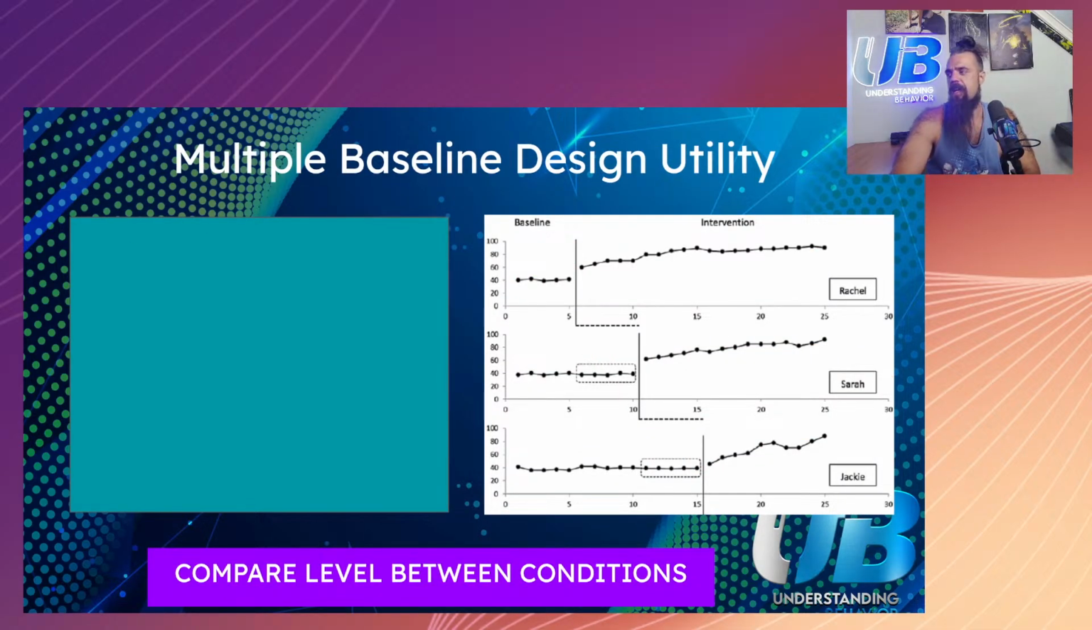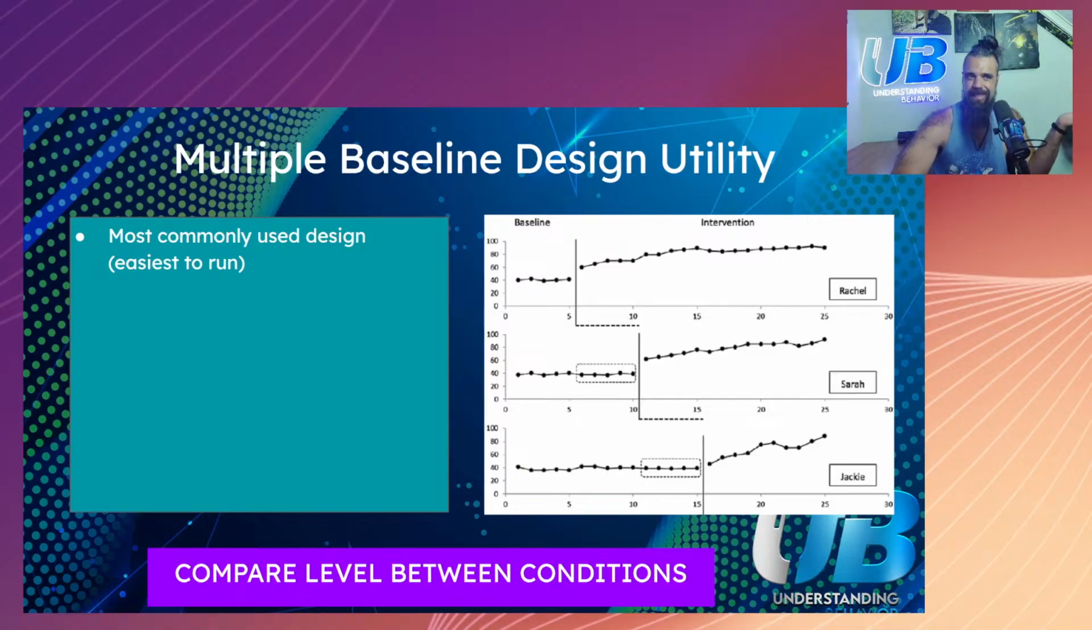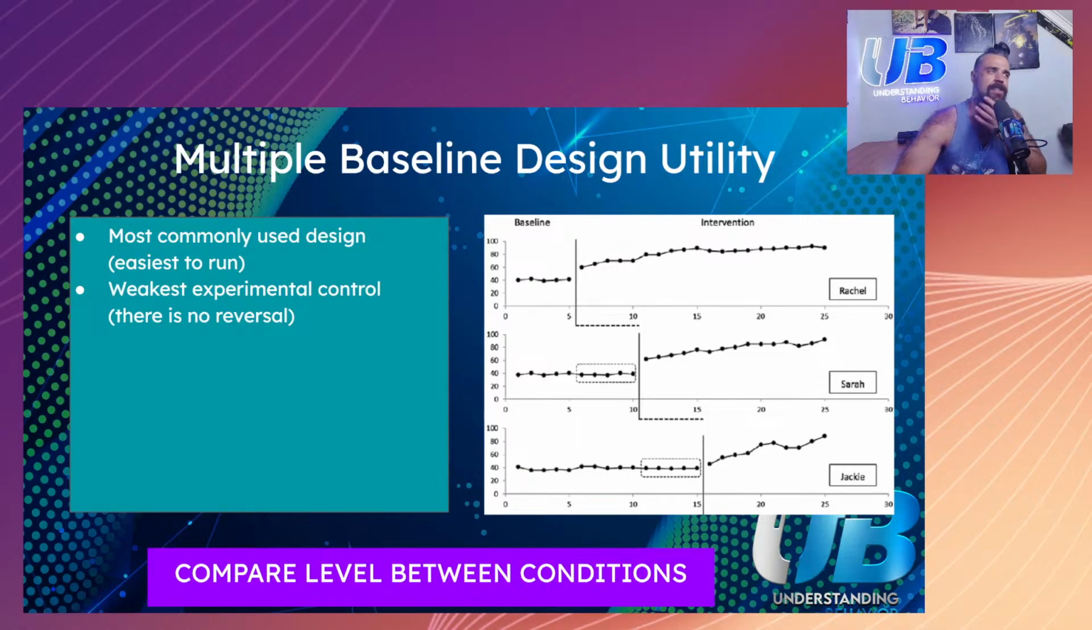As far as the utility behind this design, it is going to be our most commonly used design. My prediction is that's just because it's the easiest to run. You don't need to show as strong of experimental control. Once again, there is no reversal, so it is our weakest demonstration of experimental control, because we never remove that intervention to show our data.